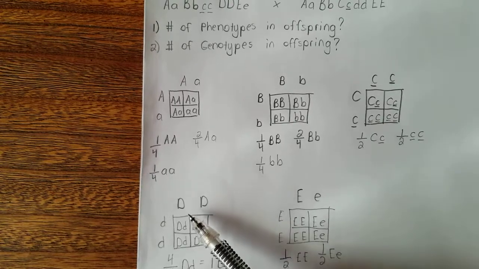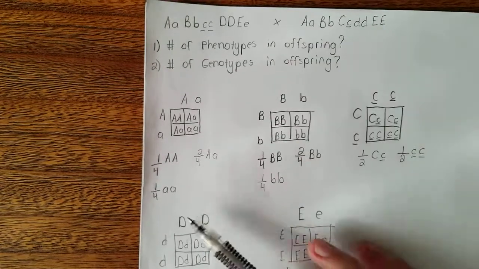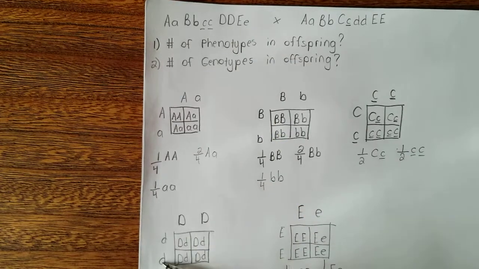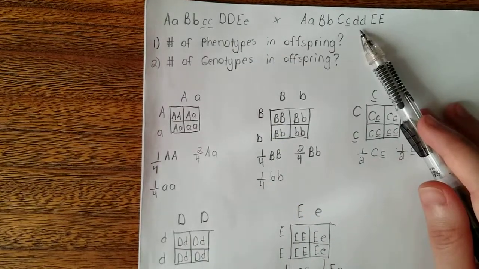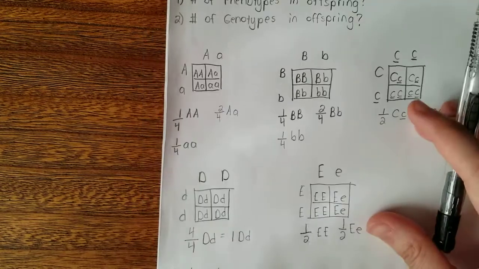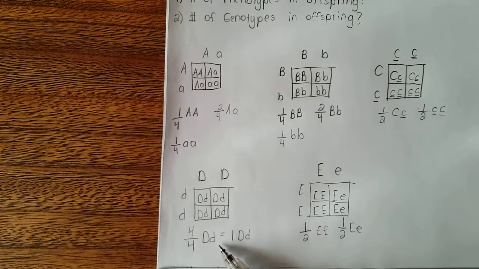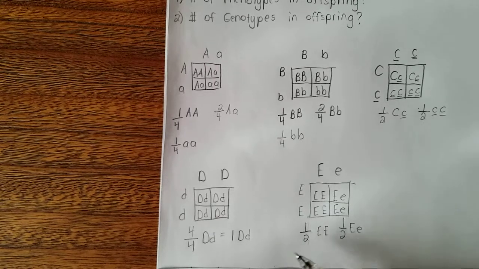right here, D. So this big D comes from this parent on the left, and this little d comes from this parent on the right. Okay, combining them, we get 4/4 big D, little d, or just one big D, little d.